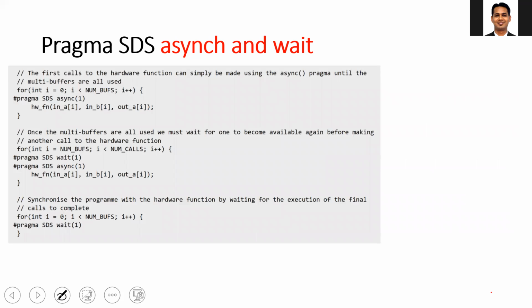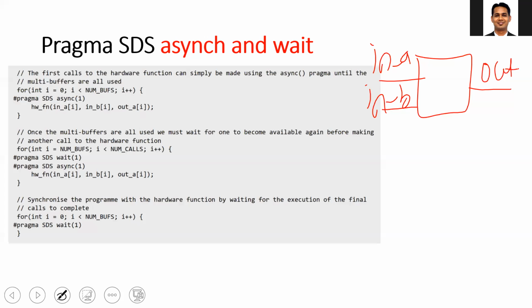So here I'm giving you examples of how matrix multiplication can be done using the async and wait pragmas. I think some of the students have already tried using SDS resource, SDS async and SDS pragma. So I think all your doubts regarding why certain approaches didn't work will get clarified from here. Here you can see that I have one hardware function which has input A, input B, and the output A.